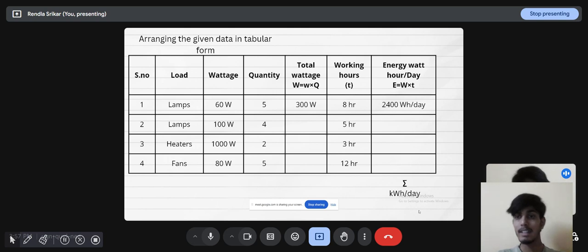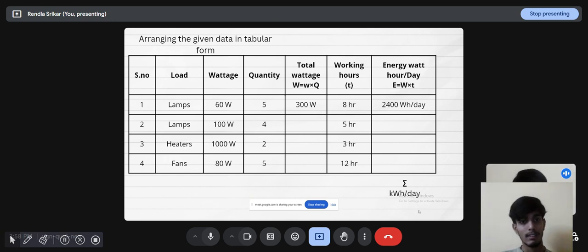Then next, energy per day will be obtained by multiplying the total wattage by the working hours, that is 1800 watt-hours per day. Then next, we have lamps of 100 watts. The appliance may be the same, but the wattage specified is different, so we will be calculating a different total wattage as well as the energy per day.